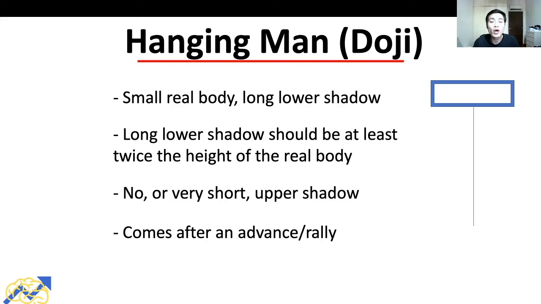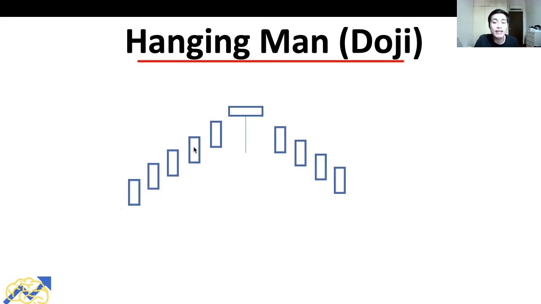And we want to see these 4 things in a hanging man candlestick. A small real body accompanied by a long lower shadow. And the long lower shadow should be at least twice the height of the real body. And on top of that, we want to see no or very short upper shadow. And lastly, we want to see the hanging man candlestick forming after an advance or a rally. After prices have advanced and rallied for quite a while, and a hanging man candlestick forms, this indicates to us a possible bearish reversal signal.